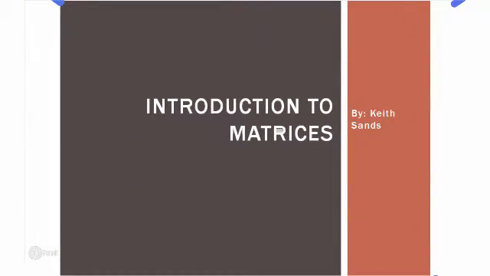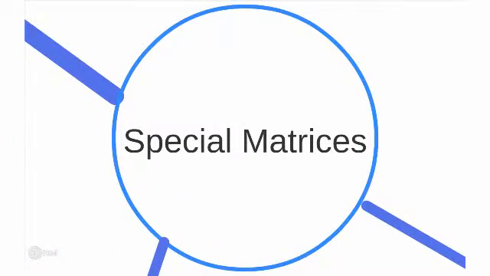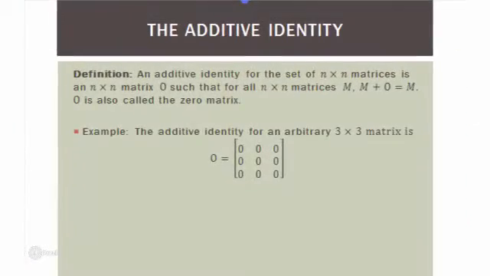So back here, now we're going to look at special types of matrices. So we have the additive identity. An additive identity for the set of n by n matrices is an n by n matrix 0, such that for all n by n matrices, m plus 0 equals m. 0 is also called the zero matrix. Now, an example. The additive identity for an arbitrary 3 by 3 matrix is as such, because when you add this to any 3 by 3 matrix, you'll just get that 3 by 3 matrix.